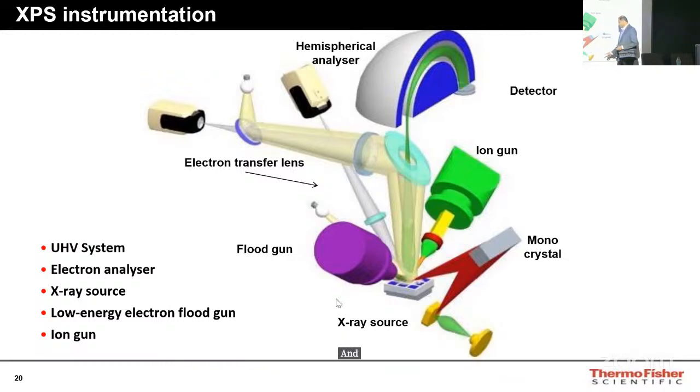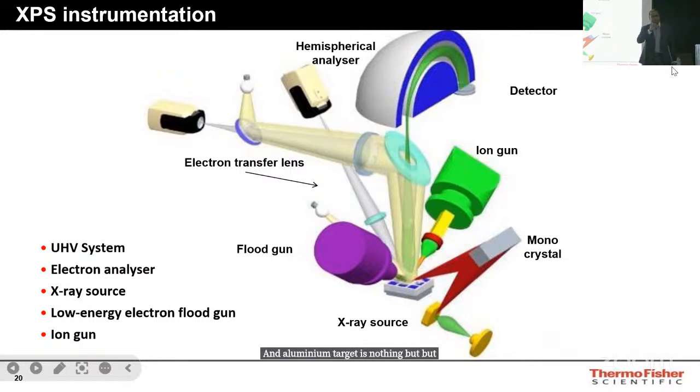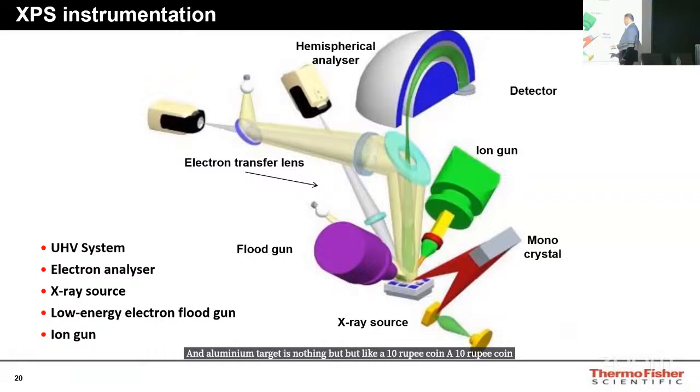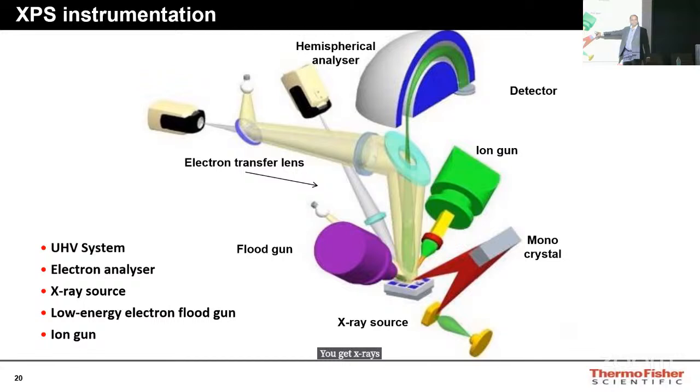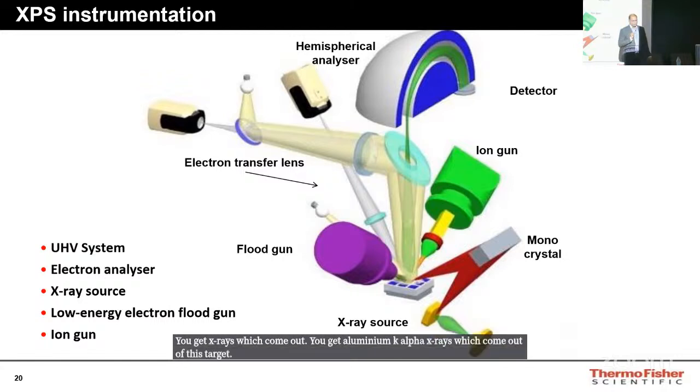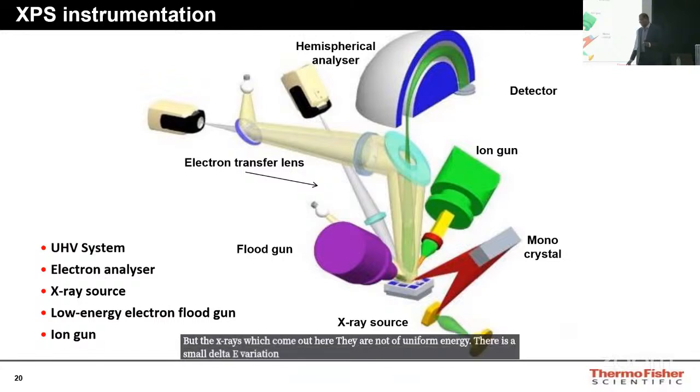These electrons are finely focused, so they go and hit an aluminum target. An aluminum target is nothing but like a 10 rupee coin, and it is kept here. As these electrons strike the aluminum target, X-rays come out, aluminum K alpha X-rays. The point to note is that the X-rays coming out of this target are not of uniform energy; there is a small delta E variation in the energy.